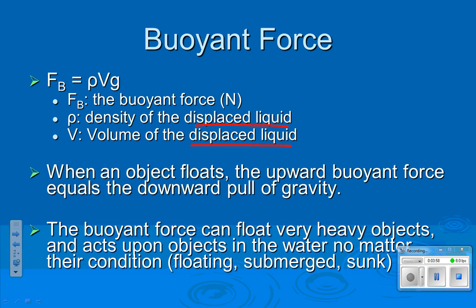When the object floats, the upward buoyant force equals the downward force of gravity. So a free body diagram of a floating object would look like this. You have a downward force due to the weight of the object and an upward force due to the buoyant force. When an object is floating, the sum of the forces is 0. So the buoyant force equals the weight of the object. And once again, buoyant force is kind of like normal force. It doesn't have to supply all that it can, just enough to support the object.